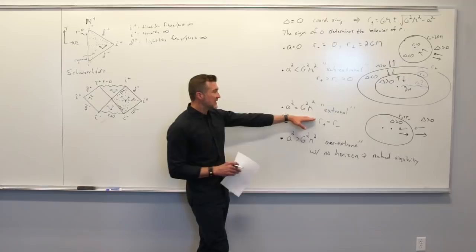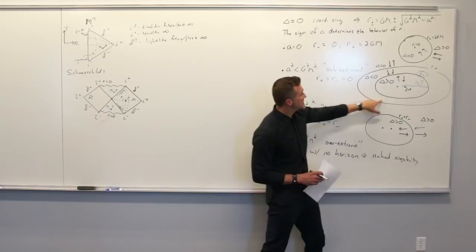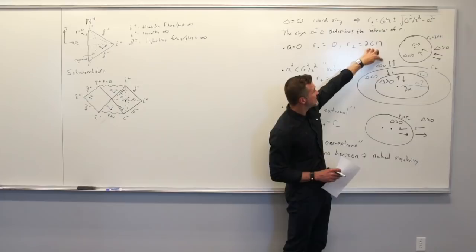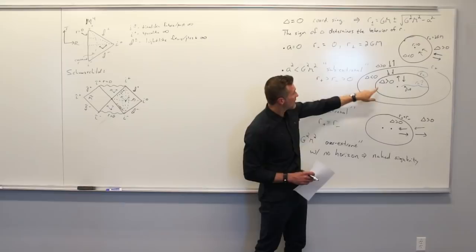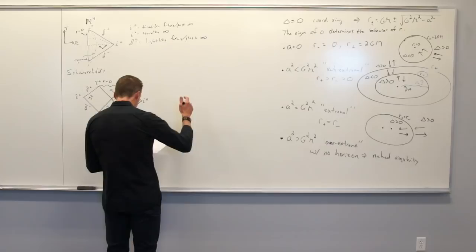And then the last interesting case is that in the extremal limit, where a squared is equal to G squared M squared, what you can think of is that r minus grows until it becomes the same as r plus. So you basically lose this middle region, and you get a situation like this, where you're on the outside, so you can move towards or away. Or if you're past the degenerate horizon, you're on the inside, where you can still move towards or away. And as I said last time, this is a case you actually looked at in your homework, even though you didn't realize it. Okay, so here we go.